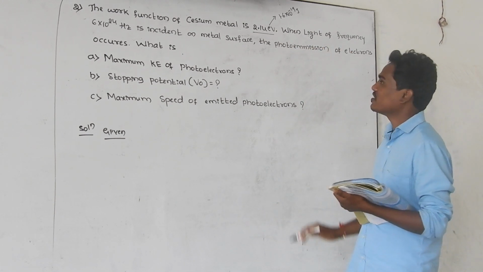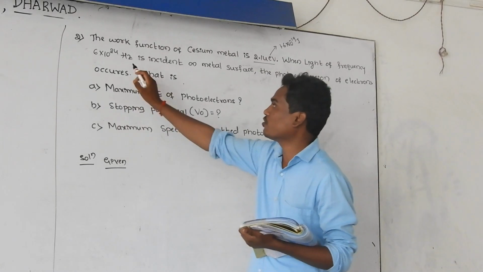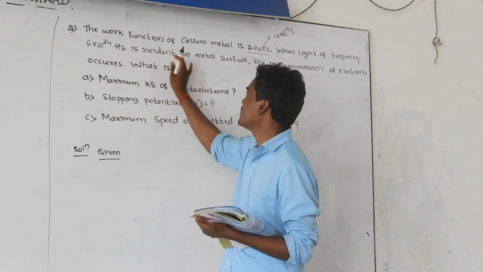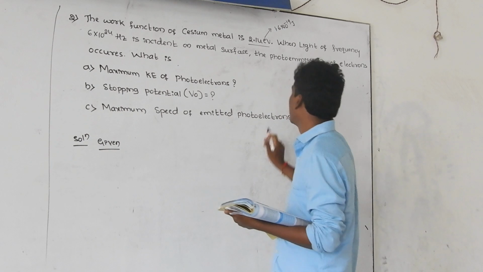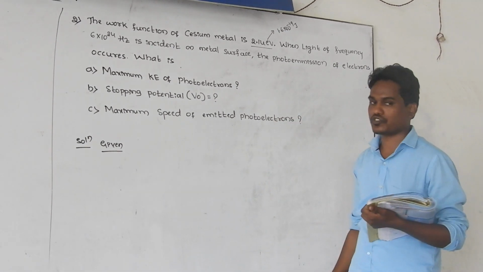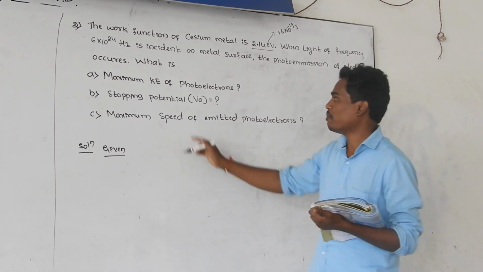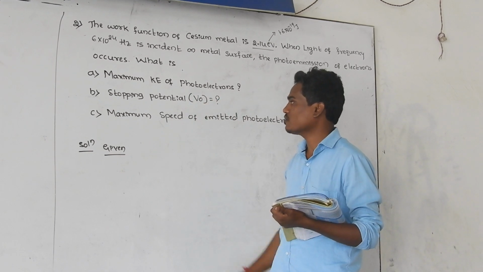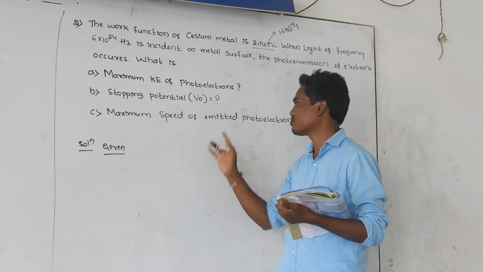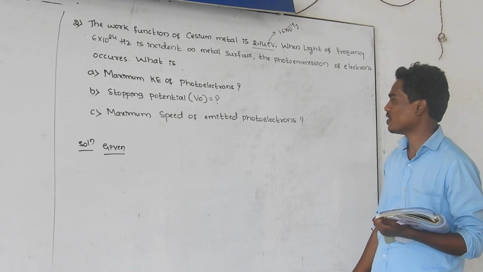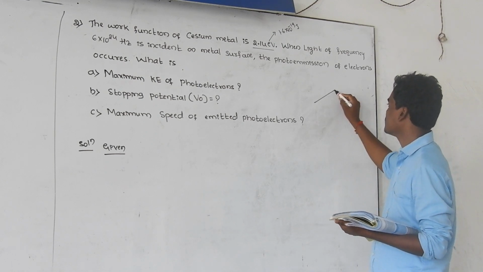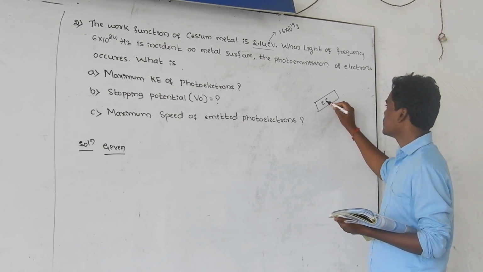Light of frequency 6 into 10 to the power 24 Hz is incident on the metal surface, and photoemission of electrons occurs. Then you have to find out the maximum kinetic energy of the photoelectrons, the stopping potential, and the maximum speed of those photoelectrons. What is the meaning of this? Let us consider this is a cesium metal.